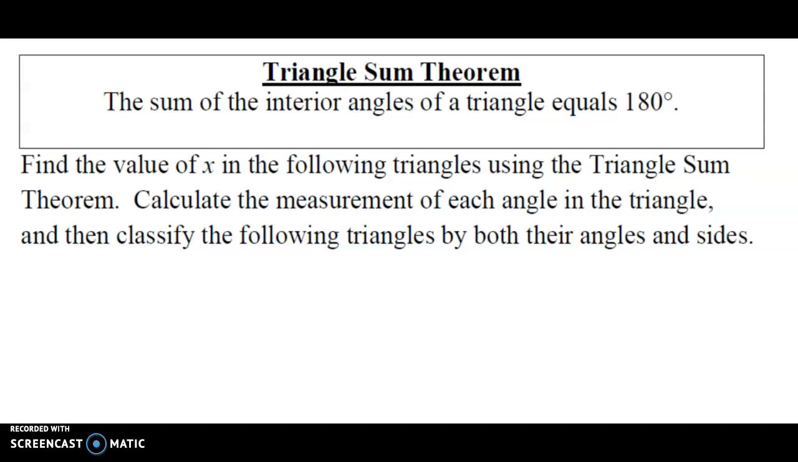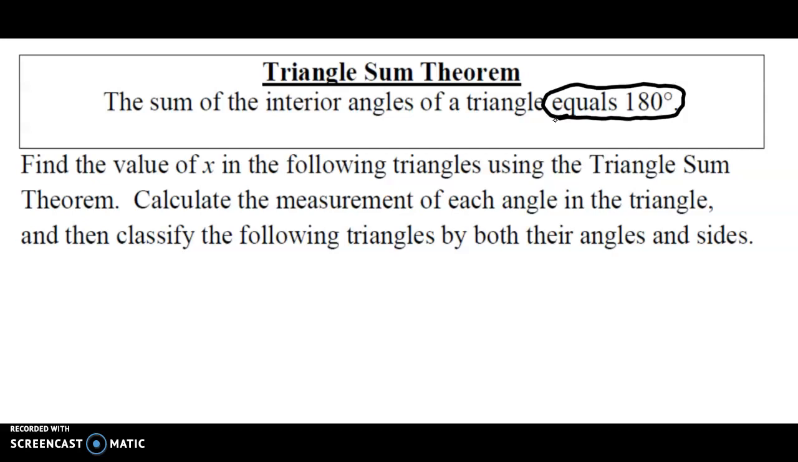Hello everybody, today we are going to finish section 7.3, actually it's extension 7.3 in your textbook, on the Triangle Sum Theorem, which states that the sum of the interior angles of a triangle equals 180 degrees. That is something I think you should know. Every single triangle has 180 degrees if you add the inside angles.